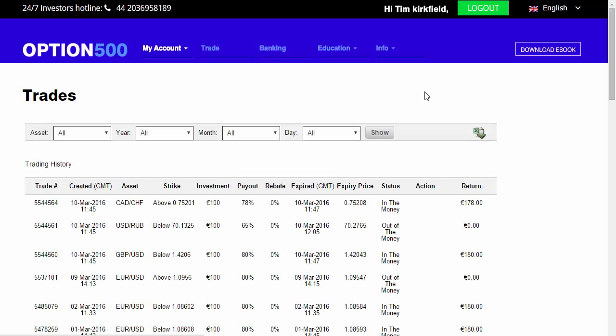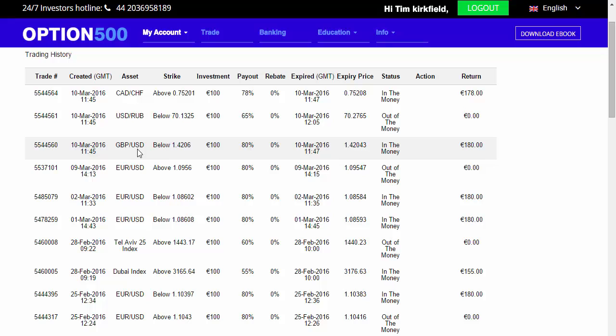If you remember, we did 3 trades. The first one was the pound against the US dollar, the second was the US dollar against the Russian ruble, and the third one was the Canadian against the Swiss franc. On the first trade, the pound against the US dollar, we made 180 euros. On the second one, it was out of the money, meaning we lost the trade, and we lost 100 euros. On the third one, the Canadian one, we made 178 euros. In total, our profit from these 3 trades is over 250 euros.